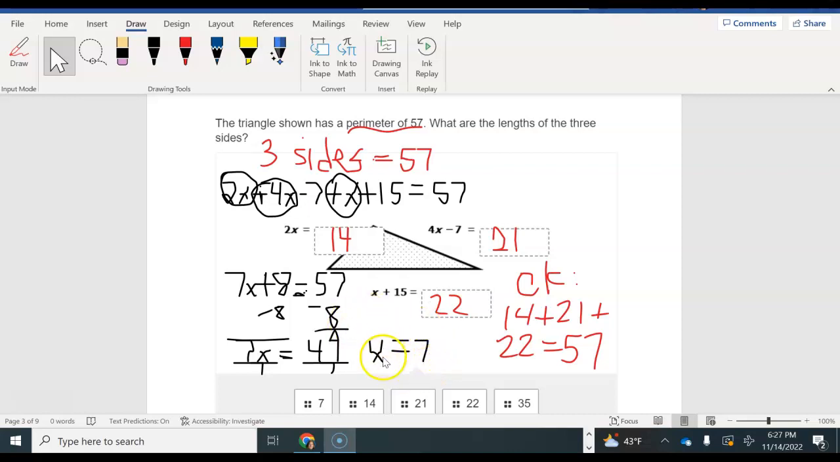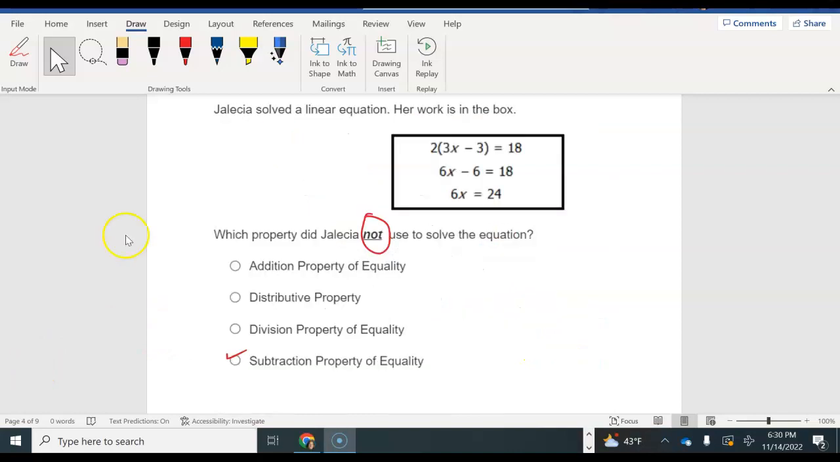Once you figure out what x is, you do 2 times x. 2 times 7 is 14. 4 times 7 minus 7. So 4 times 7 is 28. Minus 7 is 21. And then 7 plus 15 is 22. You can check this by doing 14 plus 21 plus 22 to make sure that equals 57. And it does. We know that the 3 sides added together has to equal 57. So there's an easy way to check that one.